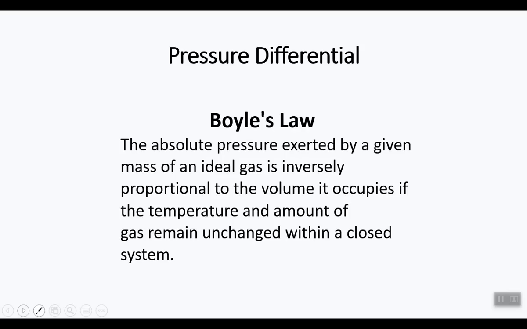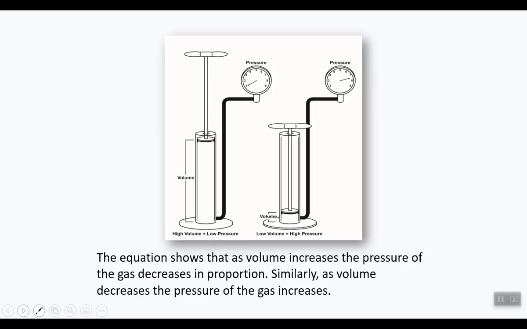So Boyle's law says the absolute pressure exerted by a given mass of an ideal gas is inversely proportional to the volume it occupies if the temperature and the amount of gas remains unchanged in a closed system. That sounds complicated. Let's decomplicate this. We all know what a bicycle pump is. If I have the piston pulled all the way up and I increase the volume here, when I increase the volume, I decrease the pressure. Now, if I push this handle down, in this case, and I have a very small volume area, I have a high pressure output. So a large volume is a low pressure and a small volume is a high pressure.